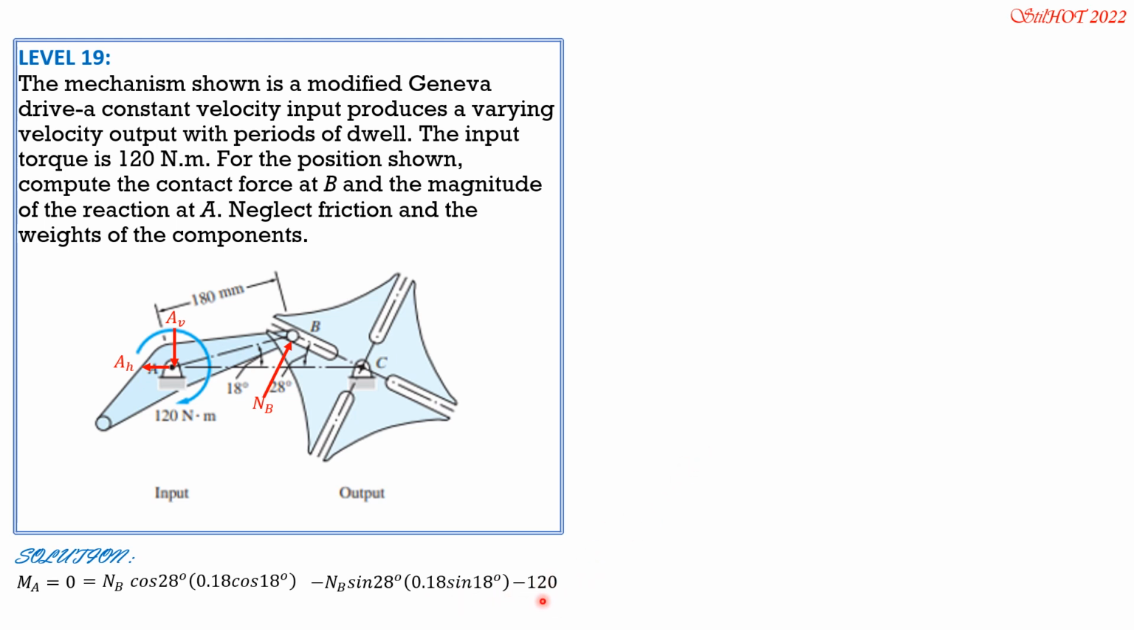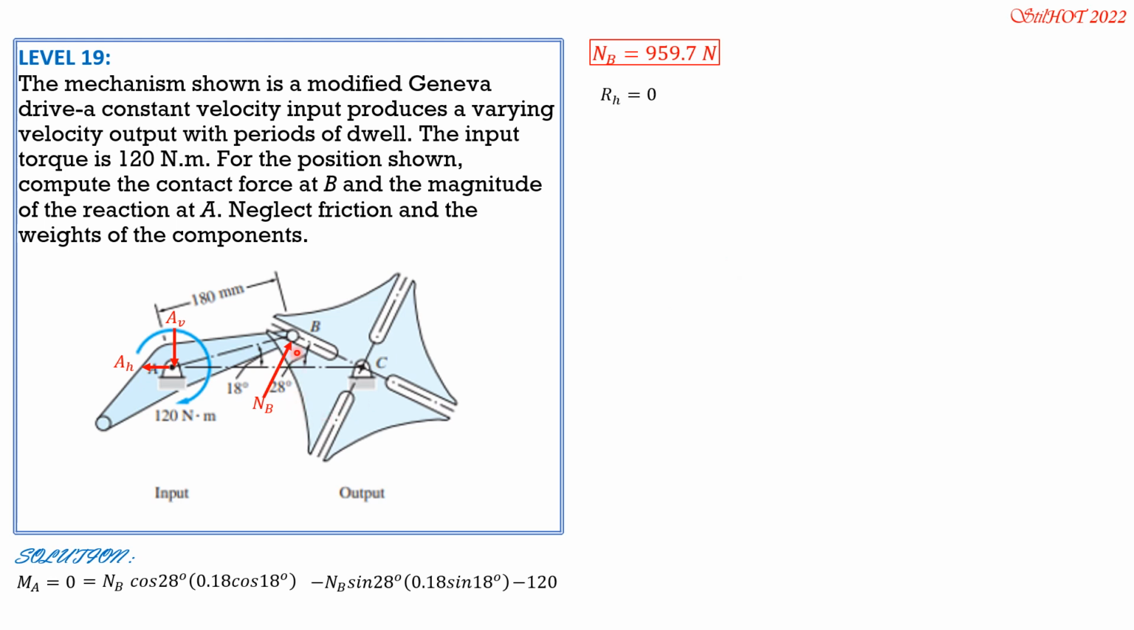So we can compute now NB equals 120 divided by quantity cosine 28 times 0.18 cosine 18 minus sine 28 times quantity 0.18 sine 18. It's up to you to input this value in your calculator. You might wrongly input it. So the value of NB is 959.7 newtons.